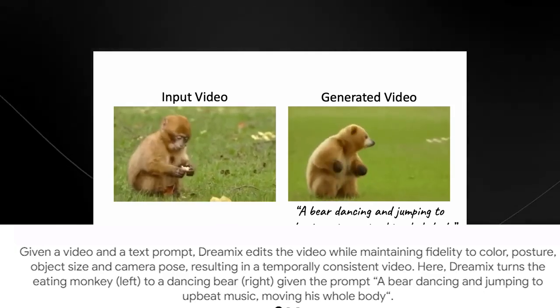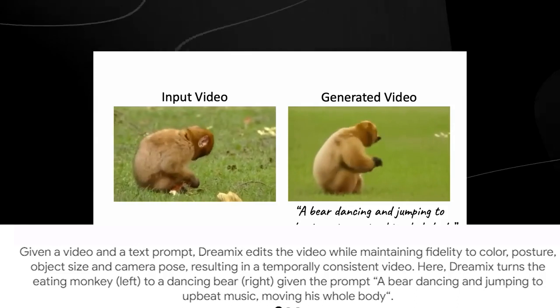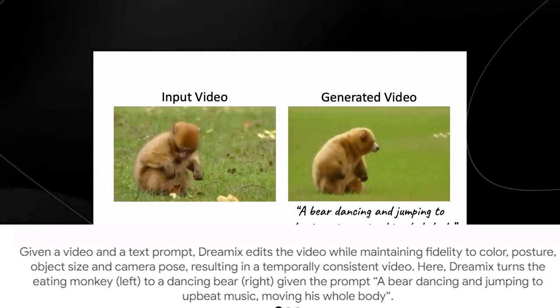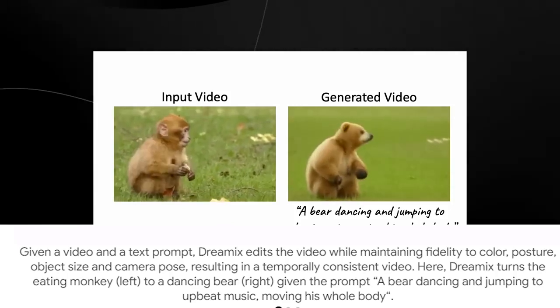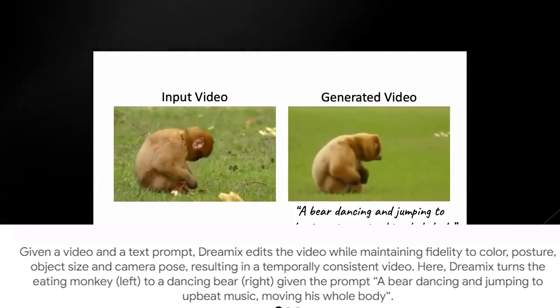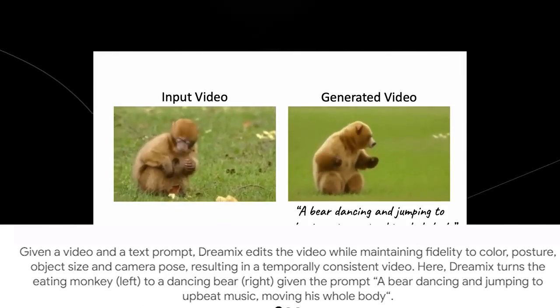So essentially what we have here is the input video and then of course the generated video. So if we read the description, it pretty much describes exactly what's going on, but I do need to provide some more context. It says, given a video and a text prompt, Dreamix edits the video while maintaining fidelity to color, posture, object size, and camera pose, resulting in a temporally consistent video.